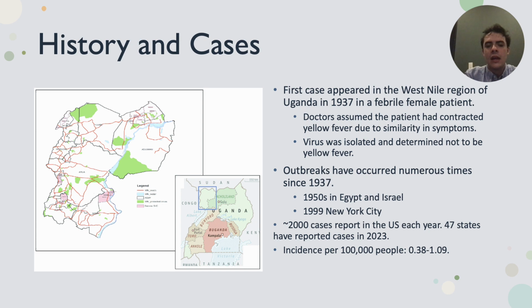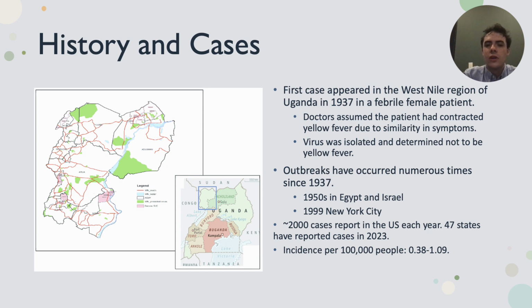Another outbreak that we need to talk about is the outbreak that occurred in New York City in 1999. This is the first recording of West Nile fever ever coming to the United States. So before 1999, West Nile fever was not a disease that the US dealt with, but since then, it has reported about 2,000 cases each year, and in 2023 alone, 47 states reported cases.